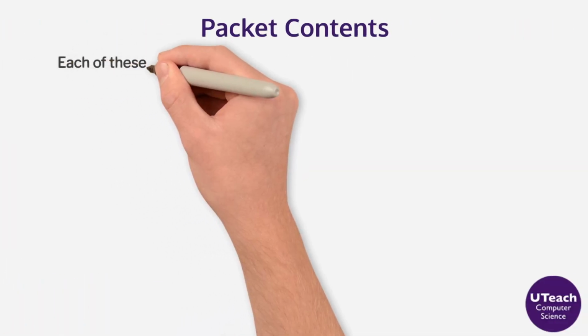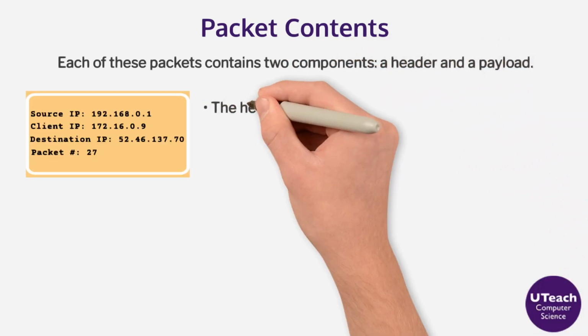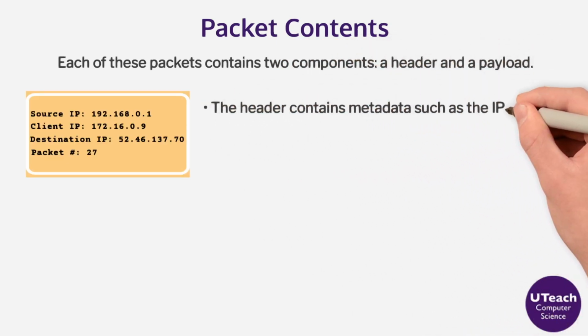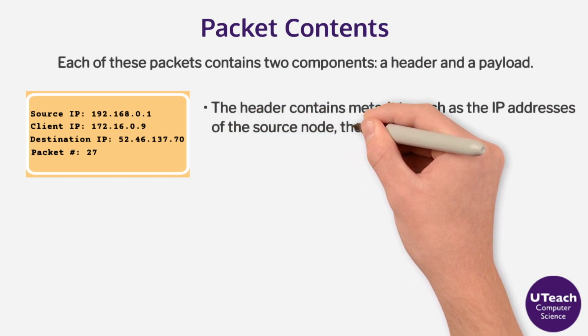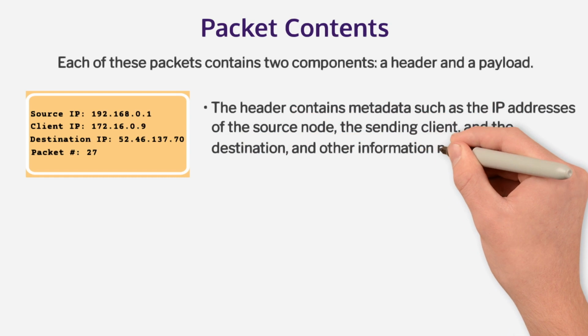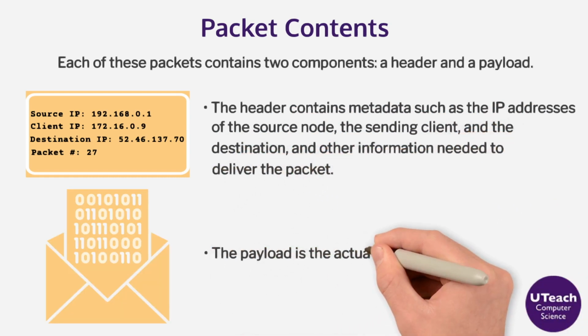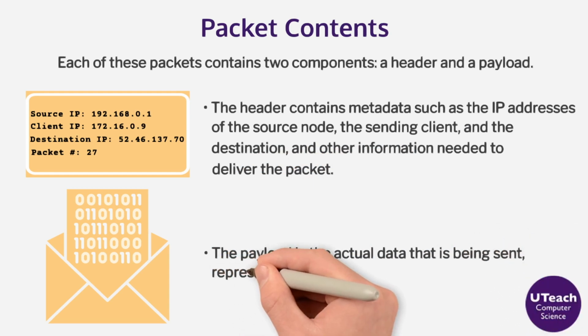Each of these packets contains two components, a header and a payload. The header contains metadata, such as the IP addresses of the source node, the sending client, and the destination, and any other information needed to deliver the packet. The payload is the actual data that is being sent, represented in binary.